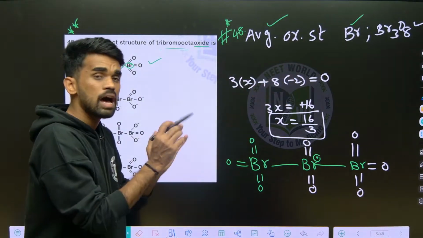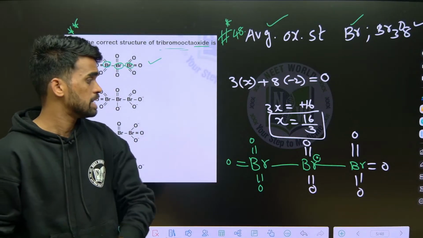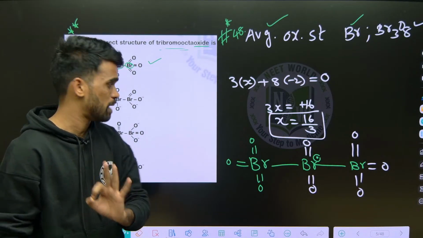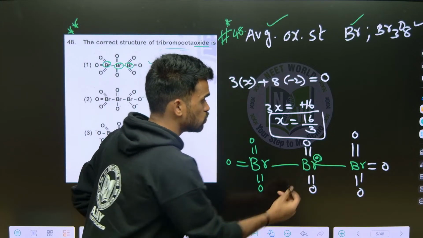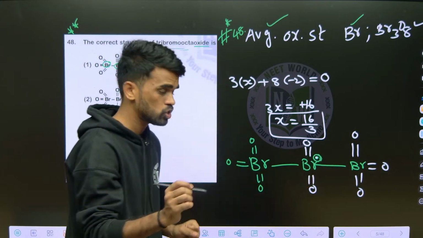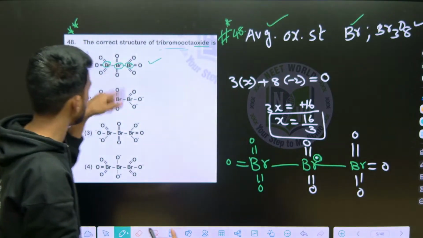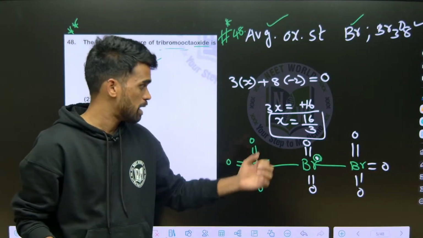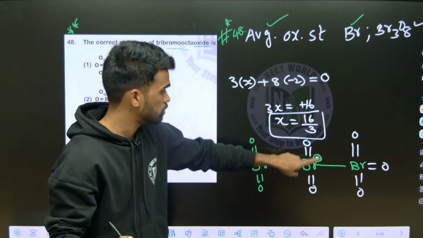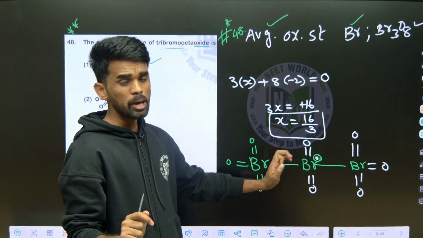If someone asks you what is the magnetic nature of this particular molecule, you should say it is paramagnetic. Why? See here, one unpaired electron is there. This won't be highlighted anywhere, but you should think of it, because there is one unpaired electron. If they ask what is the magnetic nature, you can say paramagnetic because it has one unpaired electron. Okay, this is about the Br3O8.